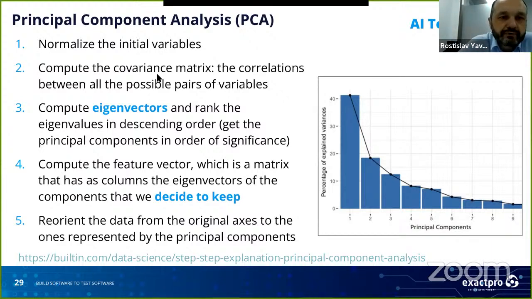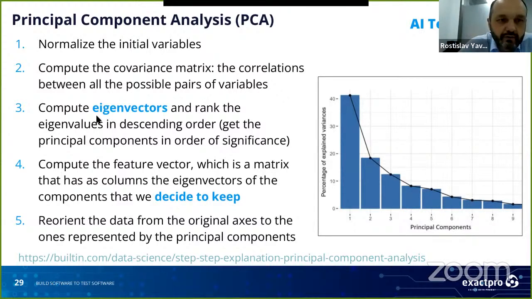Then you compute the covariance matrix, namely the correlations between all possible pairs of variables. For example, if you have 1,000 different parameters, then this matrix will consist of 1 million different pairs. It will be symmetric, definitely, but 1 million is still a big number.